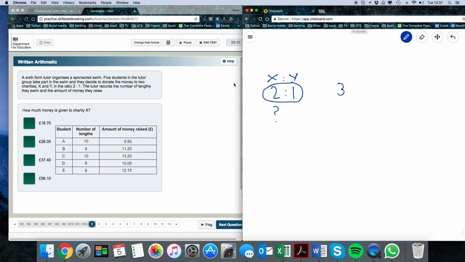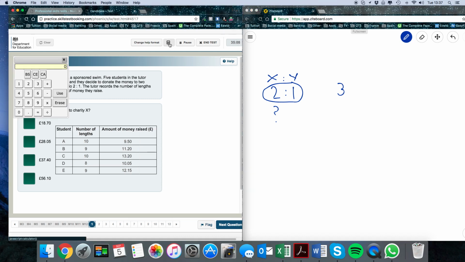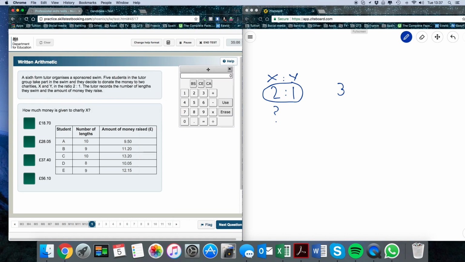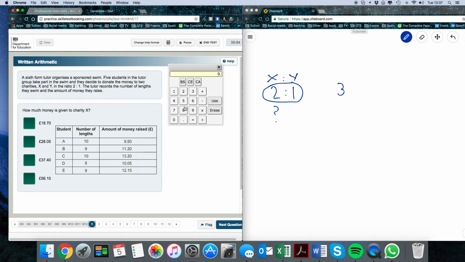Okay, so let's bring the calculator out. We need to add up the total amount of money raised. So it's £9.50, plus £11.20, etc. I'm putting the zeros on the end here. I don't really need to, but I don't want to confuse anybody again, so I'm just going to type it in as it is in the question. It looks like we've got a total of £56.10.